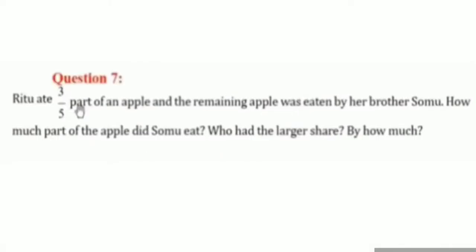Now let's see question number 7. Ritu had 3 upon 5 part of an apple and the remaining apple was eaten by her brother Somu. How much part of the apple did Somu eat? Who had the larger share? By how much? See the solution.